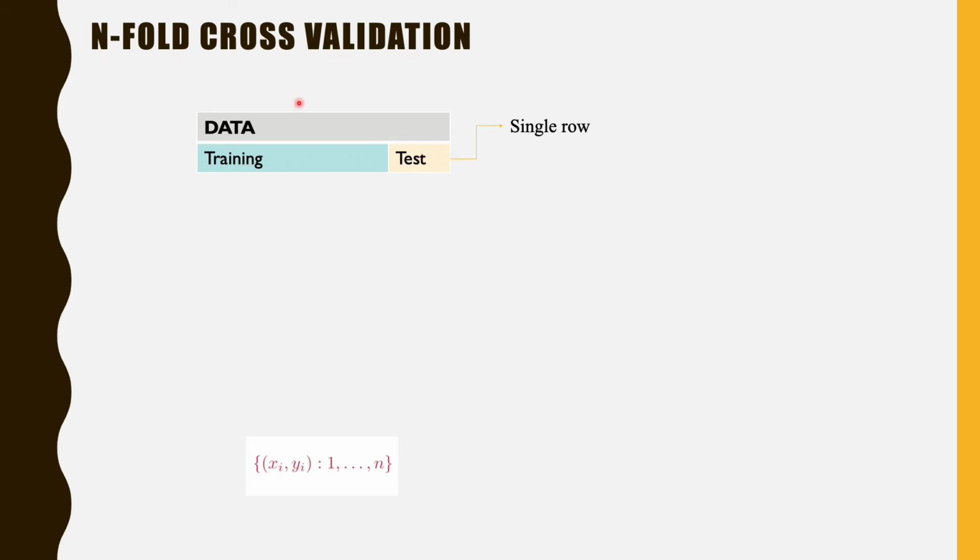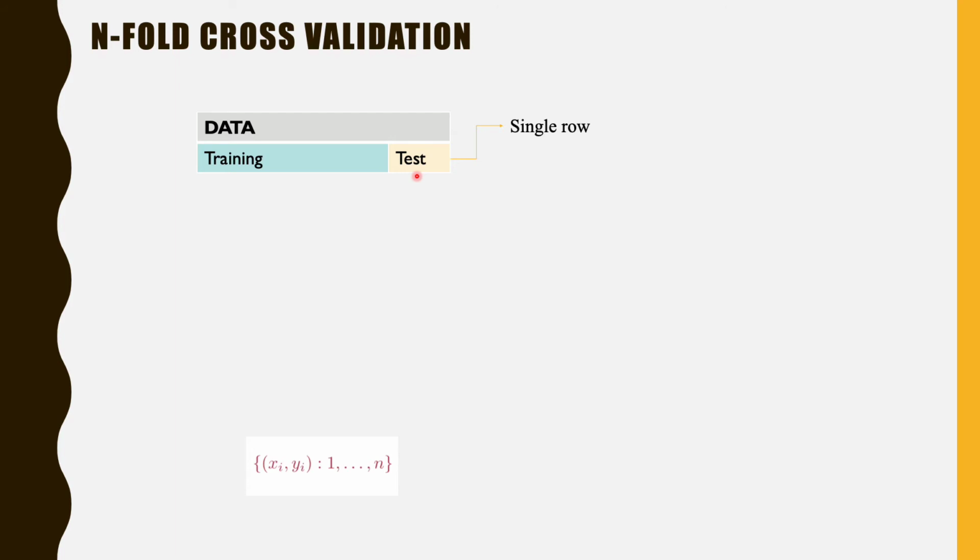And please keep in mind that when we are talking about n-fold, that means we are working with a single row as our test data. You also hear this method called leave-one-out cross-validation, which is LOOCV, okay? So it involves splitting the set of observations into two parts again.